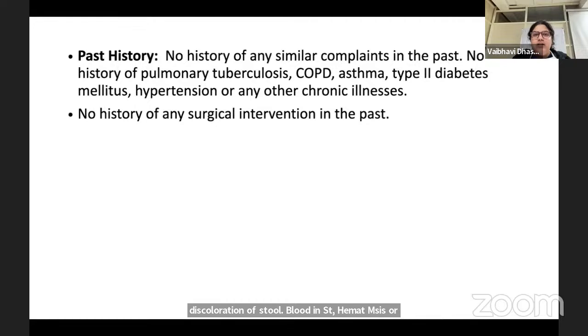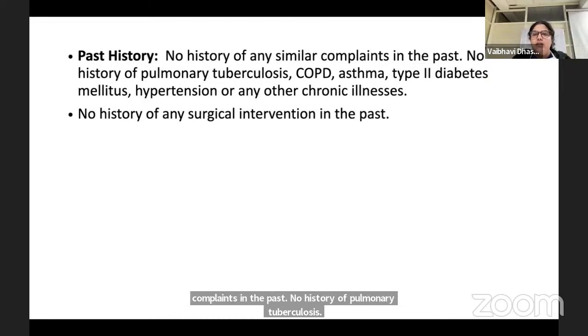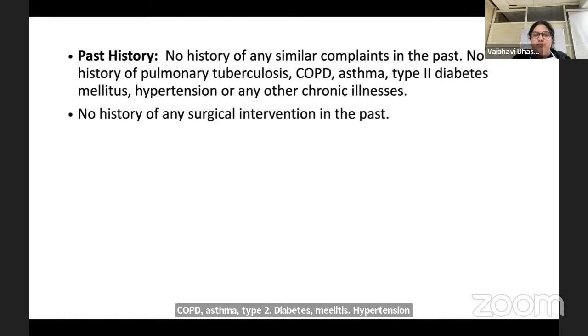In the past history, he has no history of any similar complaints in the past, no history of pulmonary tuberculosis, COPD, asthma, type 2 diabetes mellitus, hypertension, or any other chronic illnesses. There is also no history of any surgical intervention in the past.